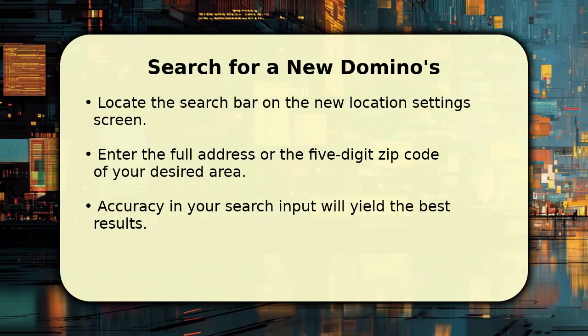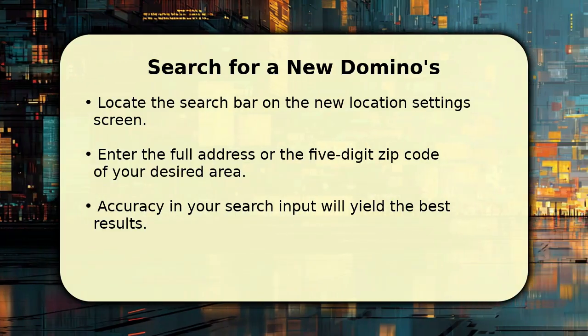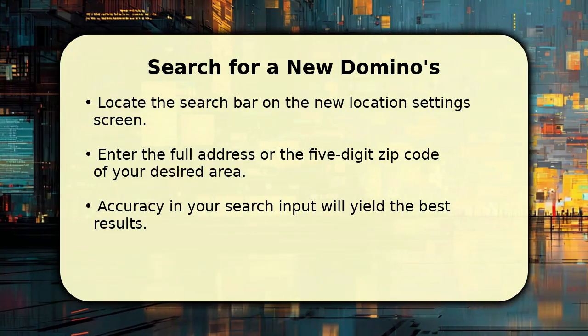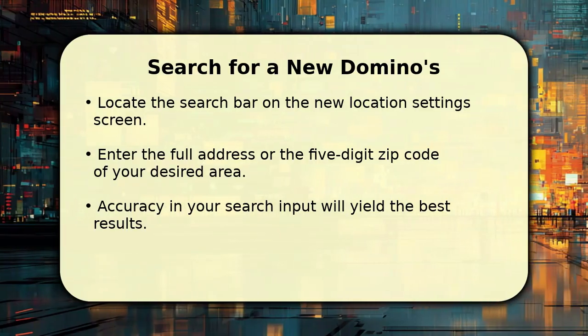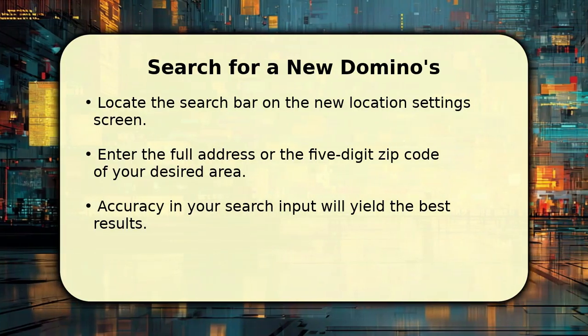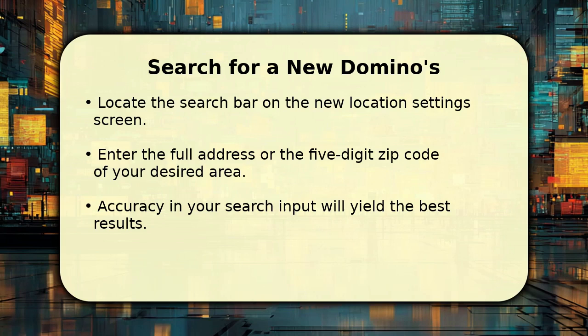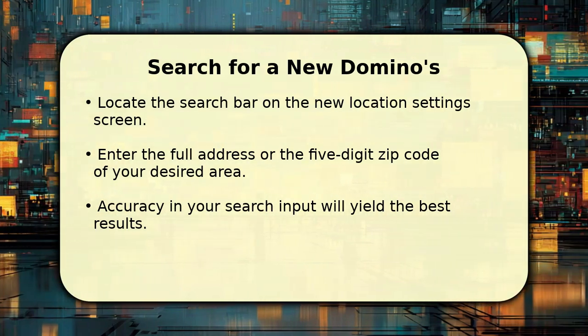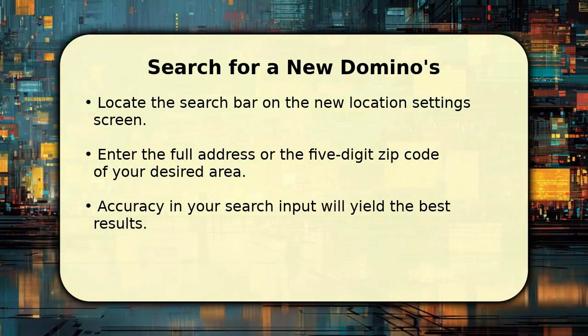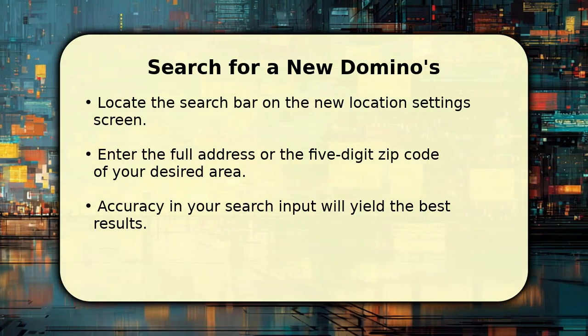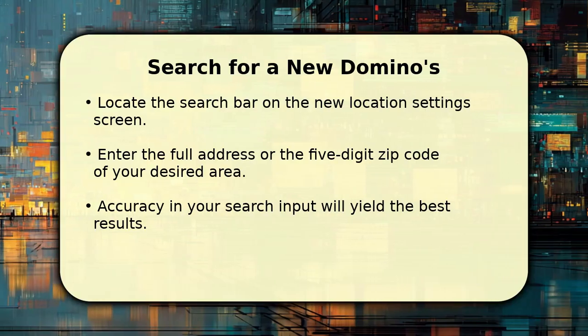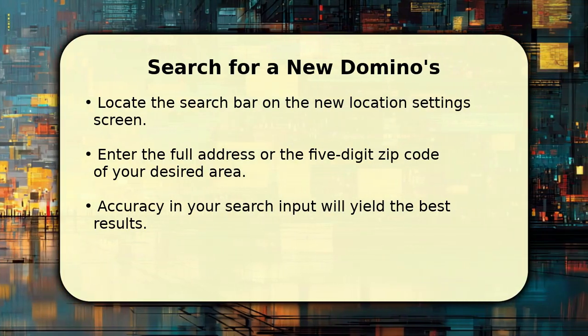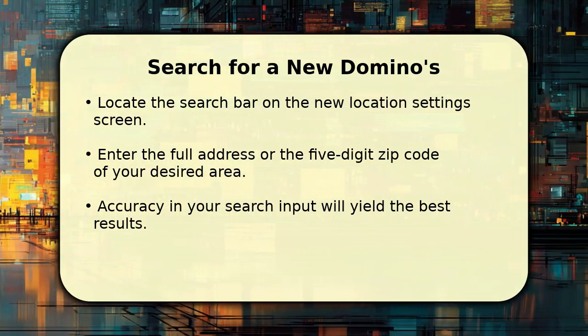On this new location screen, you will find a clear search bar. This is where you can type in the address or a 5-digit zip code for the new area where you wish to order. For example, you might type in 123 Main Street or 90210. Providing a precise location helps the app find the closest and most relevant Domino's stores to serve you. Take your time to enter the details correctly for optimal results.